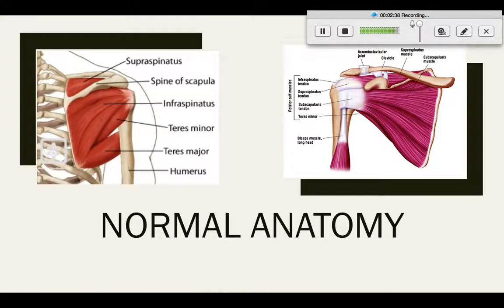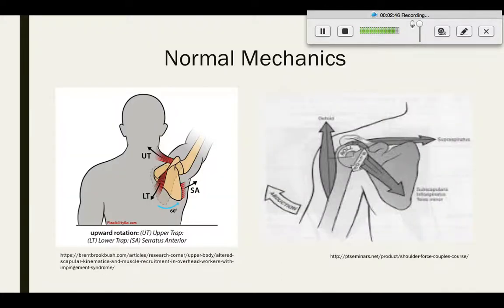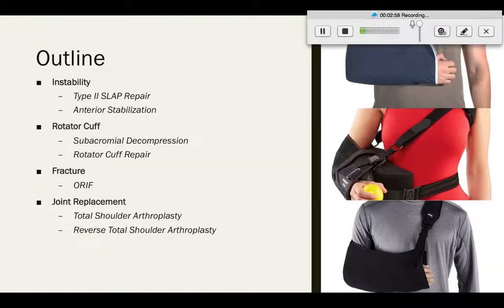So just a reminder to review your normal anatomy at the shoulder, so nervous system, vascular system, musculoskeletal system. Make sure that you remember the normal mechanics at the shoulder, so our major force couples, our arthrokinematics at the scapula, the glenohumeral joint, the AC joint, and the SC joint as well.